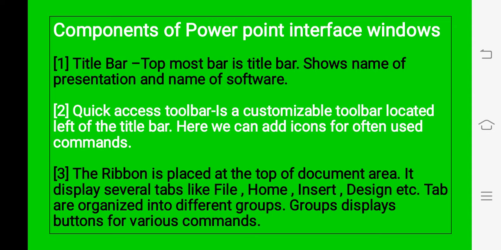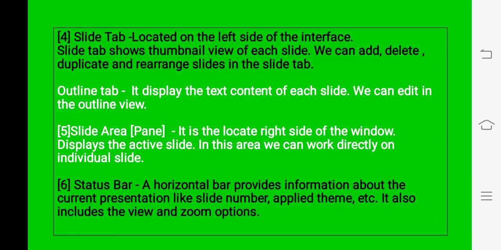Ribbon is at the top of the document area and the ribbon has tabs, children. When we click on a tab, we see different groups come up and commands are organized as buttons in a group. We can use the buttons.